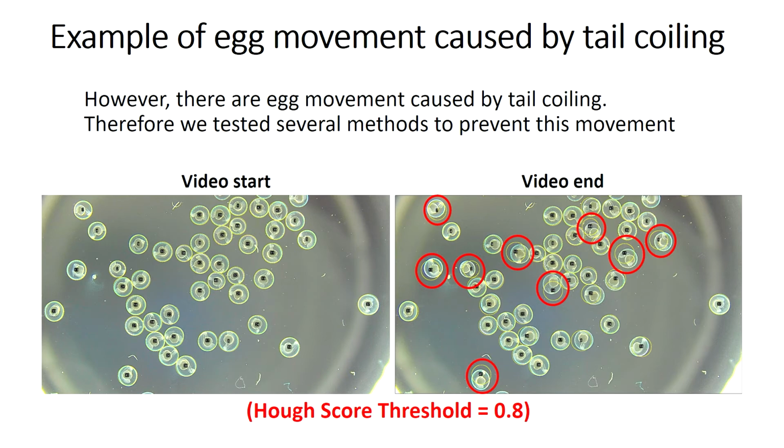However, we found a problem in this recording setup because there are egg movements caused by tail coiling. Here in the example, this is the video start that we use as the base for the automatic array selection. And we see that the selection is very good and very beautiful. But at the end of the video, if there is tail coiling activity, as we see here in the red circles, there is movement of the eggs that makes them move out of the selection area. Therefore, we tested several methods to prevent this movement.